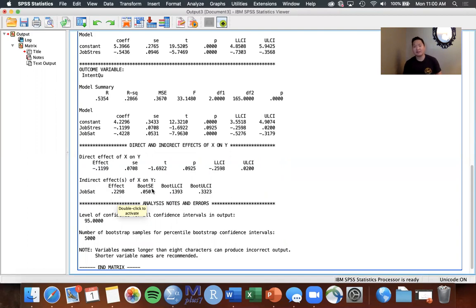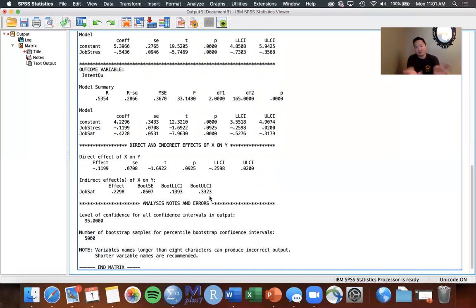And so is our indirect effect significant? Do we have mediation? Well, let's look. Our lower confidence interval is 0.1393. Our upper confidence interval is 0.3323. Is this, in fact, significant? Well, let's ask ourselves, are the signs the same? Are they both positive? Yeah, they are. That's great. So we have mediation.